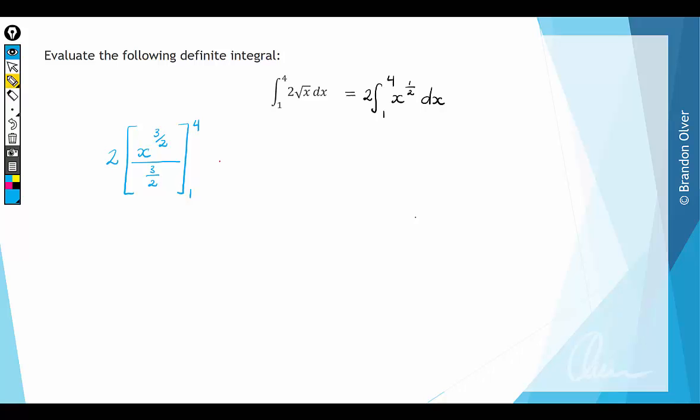So cleaning up what's inside, we can write this as 2, and then x to the power of 3 on 2 is the same as the square root of x to the power of 3, and then dividing by 3 over 2 is the same as 2 divided by 3, and then we evaluate that between 1 and 4. And just to make our life easy, we can simplify that one step further by taking the 2 and the 3 out. So that's the same as 4 over 3, evaluating the square root of x cubed between 1 and 4.